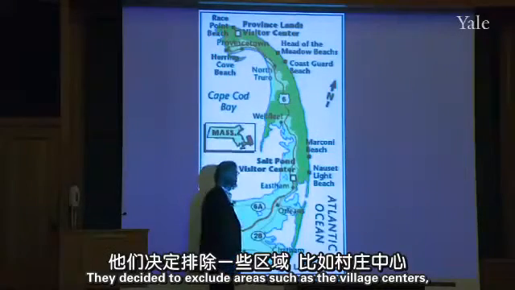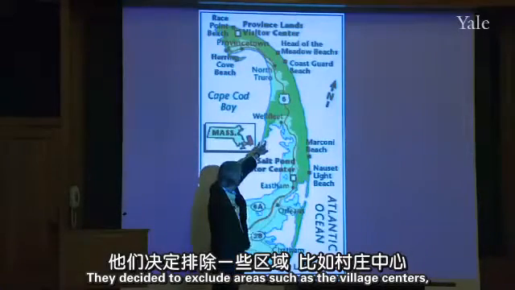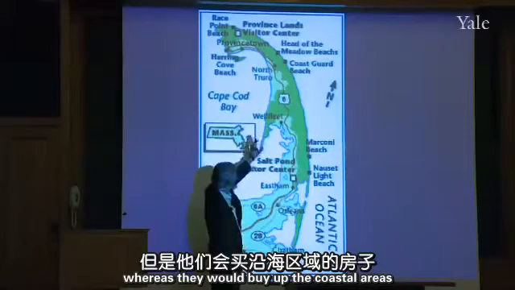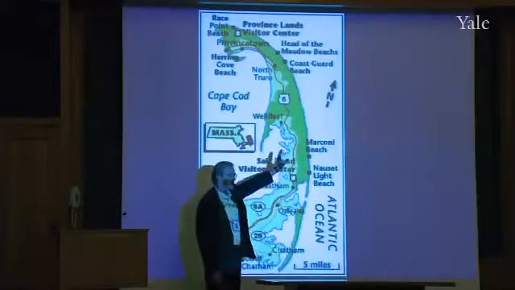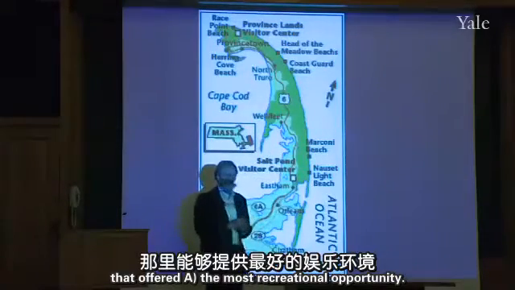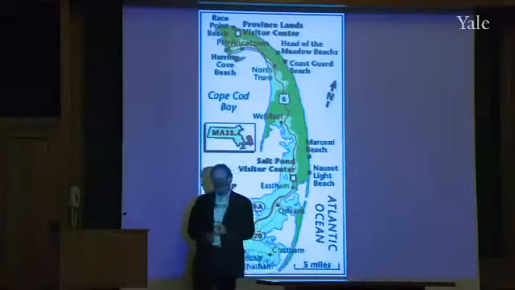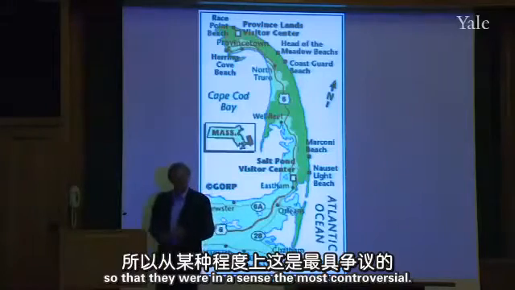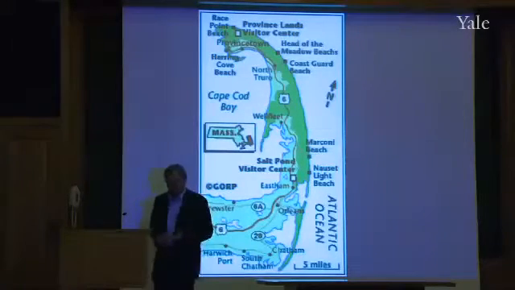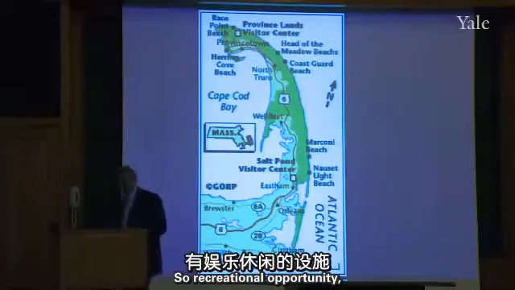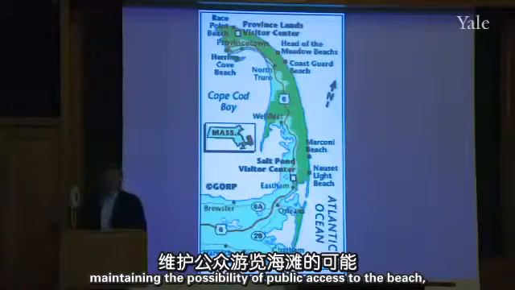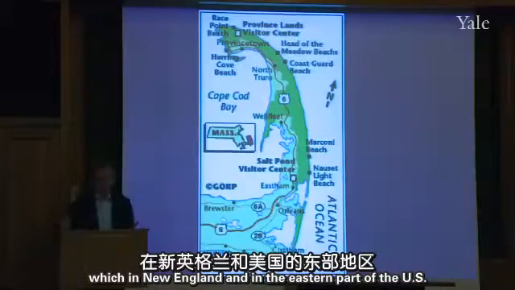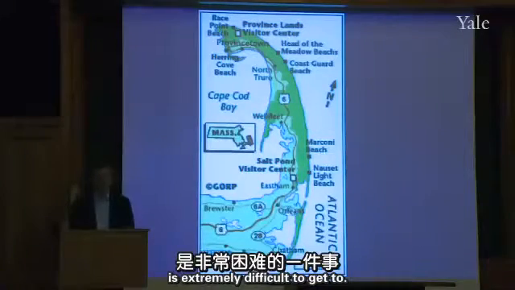They decided to exclude areas such as the village centers, whereas they would buy up the coastal areas that offered the most recreational opportunity. But interestingly, they also had the highest property value, so they were, in a sense, the most controversial. So recreational opportunity means maintaining the possibility of public access to the beach, which in New England and in the eastern part of the U.S. is extremely difficult to get to.